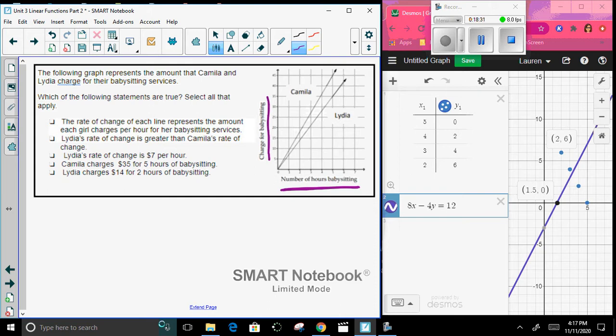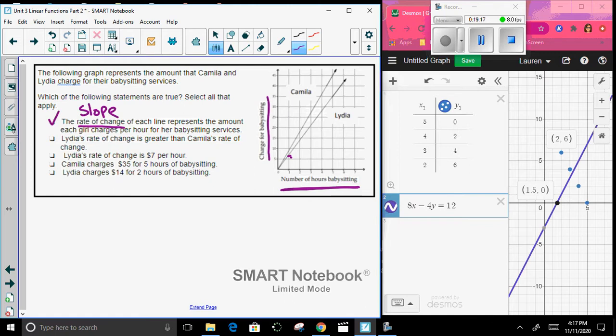All right, which of the following statements is true? Select all that apply. So this could be more than one. The rate of change, which remember, rate of change is the same thing as slope, of each line represents the amount each girl charges per hour for babysitting. If I look at 1 hour, and I get right there for Lydia, it looks to me like Lydia charges $5 or $6. What about for Camilla? If I go up a little more, it looks like Camilla's almost at 10, so it's not exactly on it, so we might need to figure that out, but this is correct. The rate of change of your slope represents the amount each girl charges per hour, so that's going to work out.